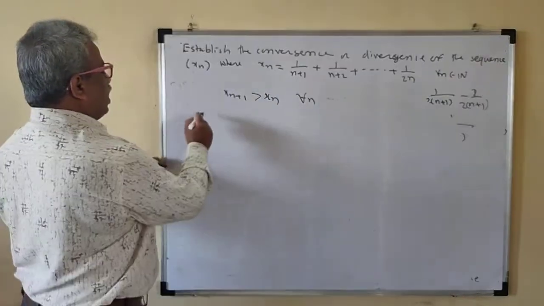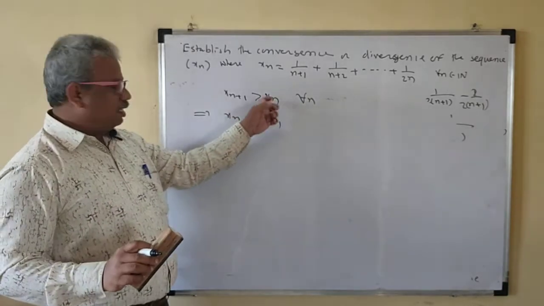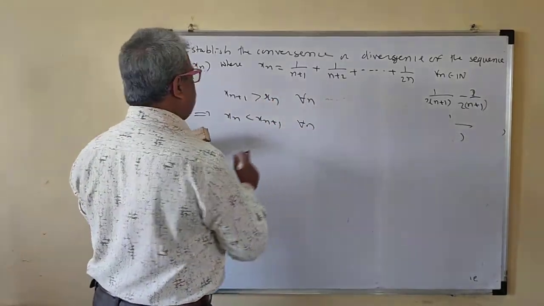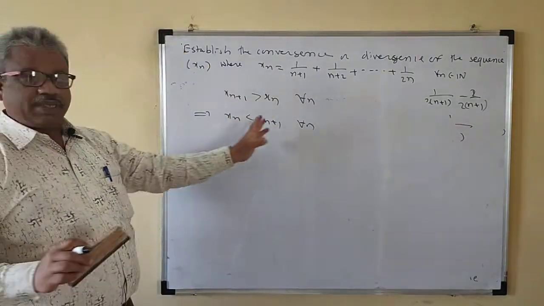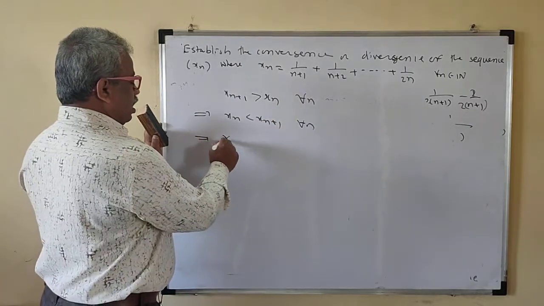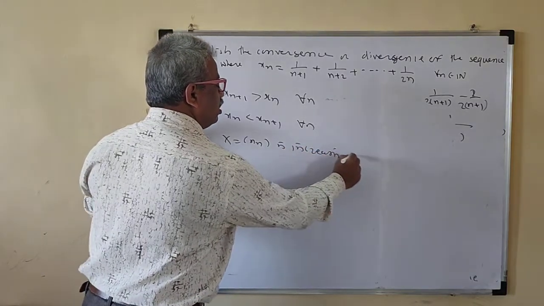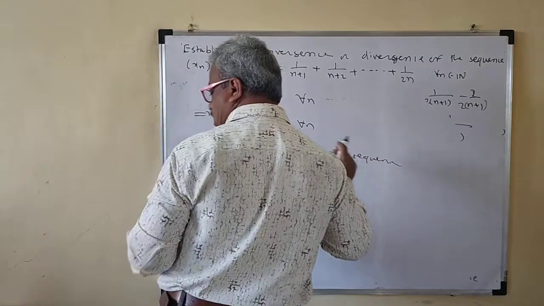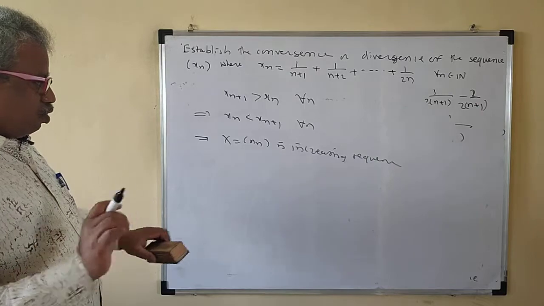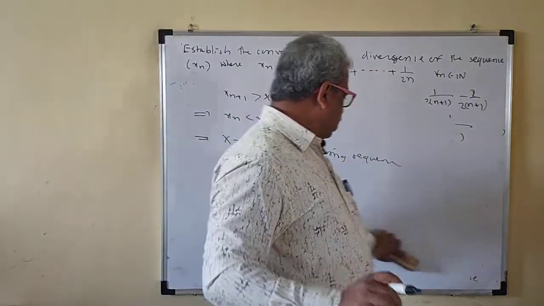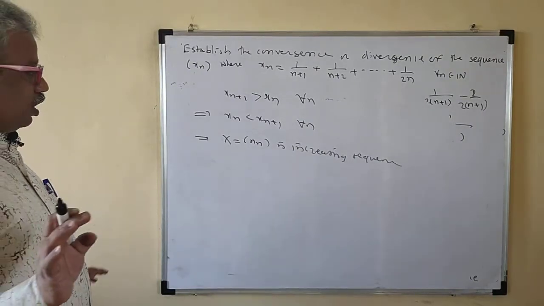Therefore we may write this as x n is less than x n plus 1 for all n. So now x n plus 1 is greater than x n. That means this sequence is increasing. So this implies that x n is an increasing sequence. If we want to prove it is monotonic increasing, this is an increasing sequence. Only I have to prove that it is bounded above.